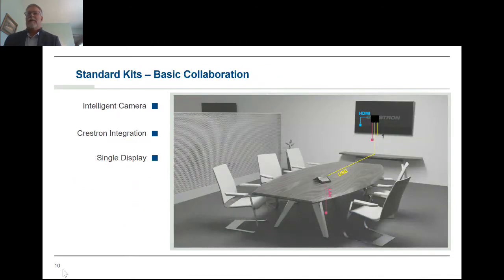So let's talk about some of the things that standard kits allow you to do for basic collaboration. Comes with an intelligent camera, Huddly IQ, wide field of view, genius framing, all those fun things that you expect out of a UC system.